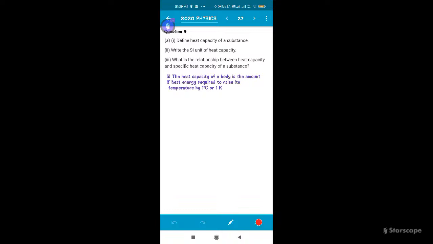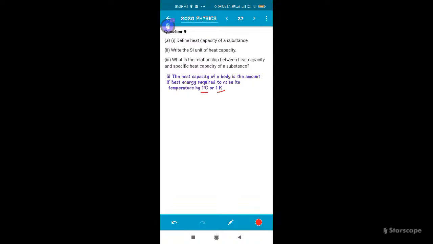Now you may ask why 1 degree Celsius and 1 Kelvin have been taken. Celsius and Kelvin are not equal, they have a different relation. But you know that there are 100 divisions in a Celsius scale. Similarly, there are 100 divisions in a Kelvin scale. So the difference between any two values on the Celsius scale and any two values on the Kelvin scale is equal. So you are just raising the temperature by a particular value. Right, so you can consider either Celsius or Kelvin.